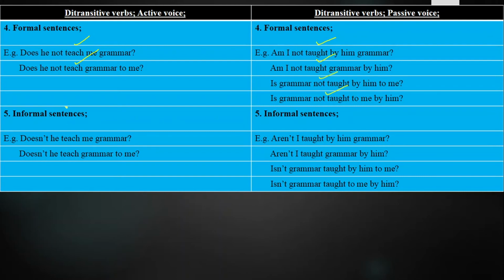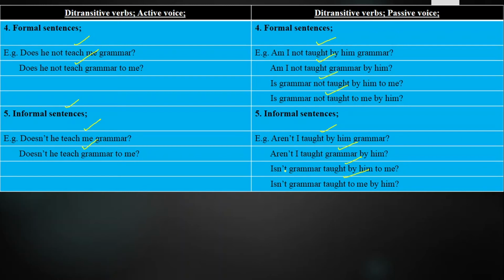Informal sentences are those in which we ask a question, deny the statement, and ask them in an informal way. Example: doesn't he teach me grammar? Doesn't he teach grammar to me? Am I taught grammar by him? Am I taught by him grammar? Isn't grammar taught by him to me? Isn't grammar taught to me by him? So these are the sentences of present indefinite tense.